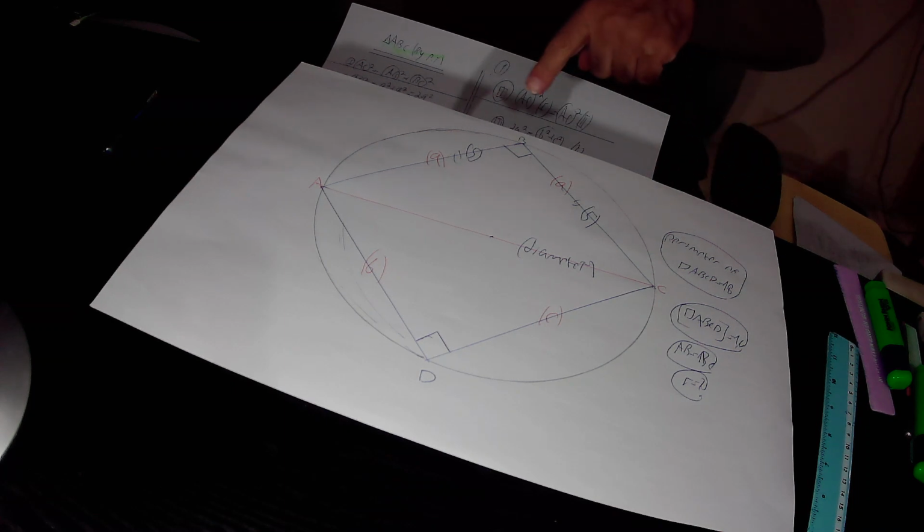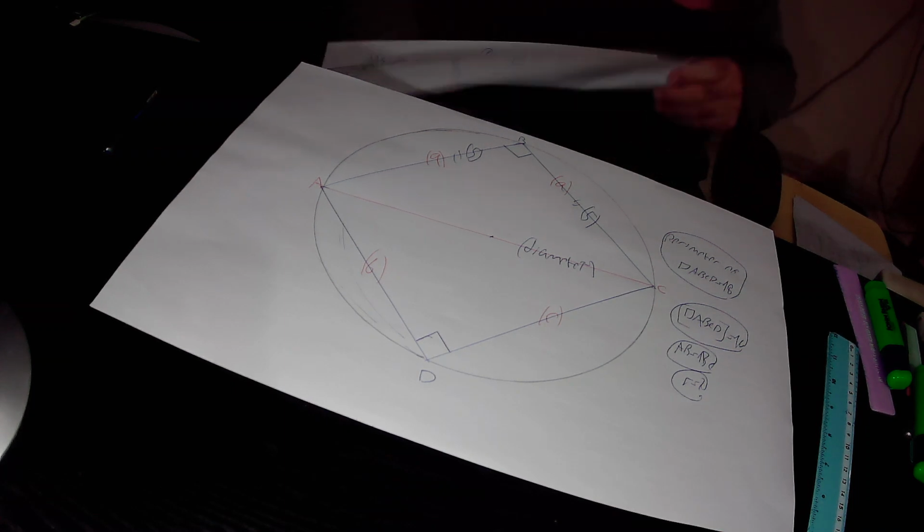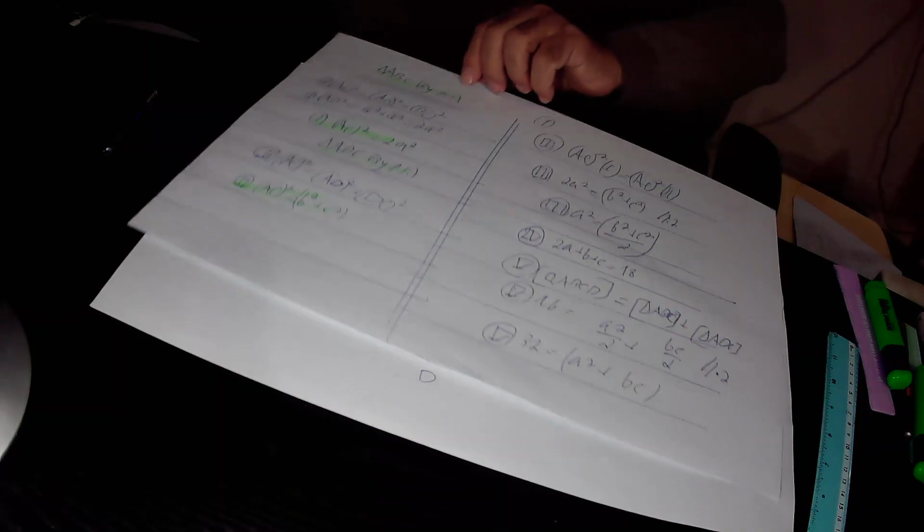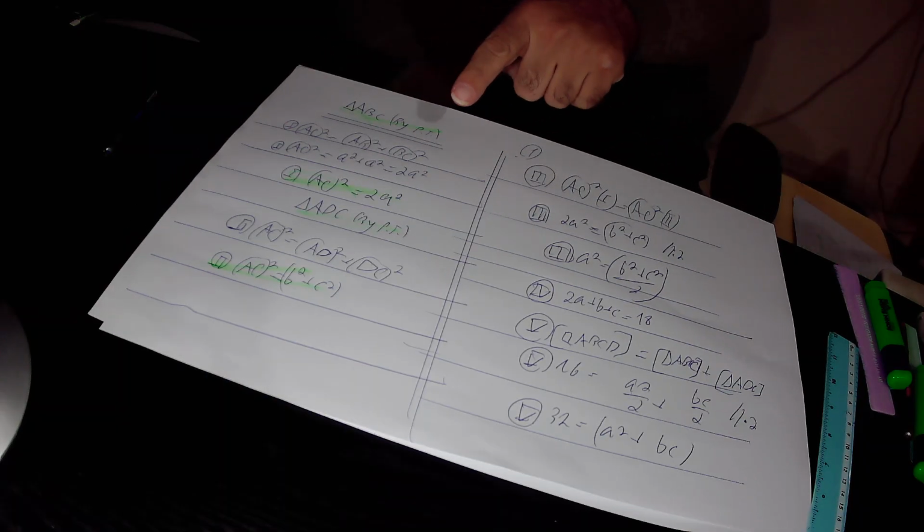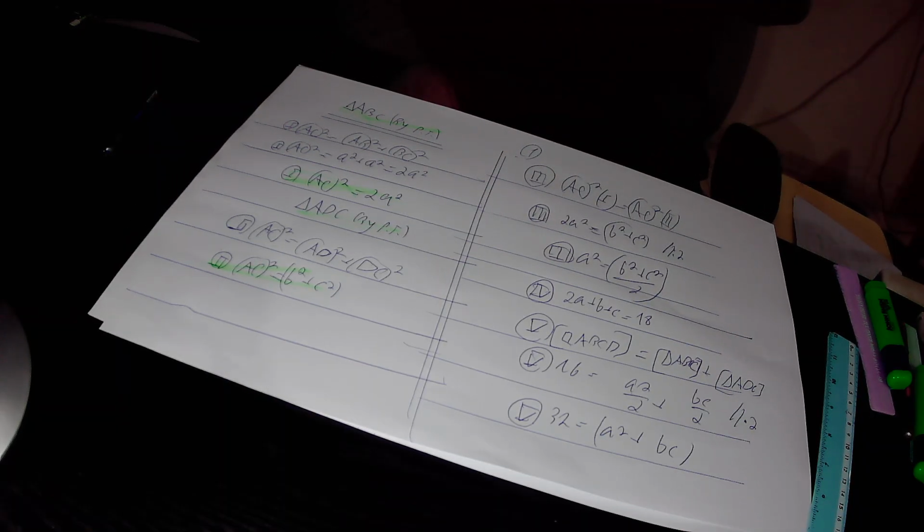AB is a, BC is also a. Therefore, AB squared is a squared, and BC squared is also a squared. So in total, we found that AC squared equals a squared plus a squared, that is 2a squared. So AC squared equals 2a squared, according to equation 1.